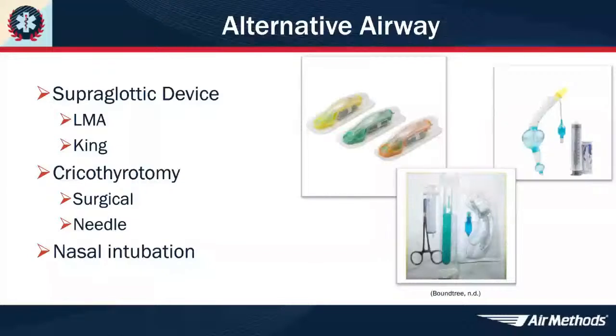Alternative airways, again, most services are carrying some form of either a LMA, King. What do you guys have again? I-gels. The I-gels are pretty popular. And then we'll talk about cricothyrotomy, surgical and needle crikes, and then nasal intubation.